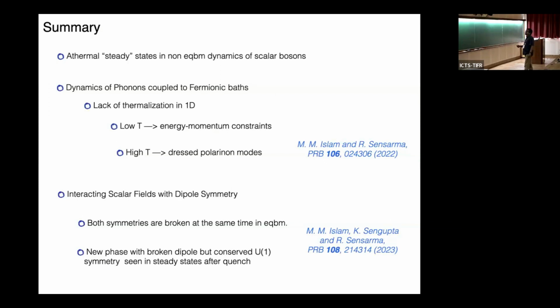So again, this is the summary. We talked about a couple of athermal steady states in non-equilibrium dynamics of scalar bosons. The first one was that phonons coupled to fermionic baths do not thermalize even at high temperature. That's the interesting part. And this comes from some Dresden polariton modes. The second part is the fact that if you have interacting scalar fields with dipole symmetry, in equilibrium, you just have a first order transition where both the symmetries are broken. But if you do steady states after quench, there's a new phase with a broken dipole, but conserved U(1) symmetry.